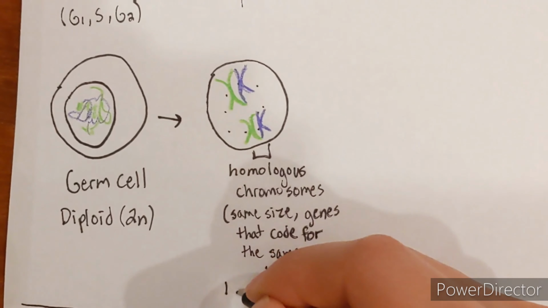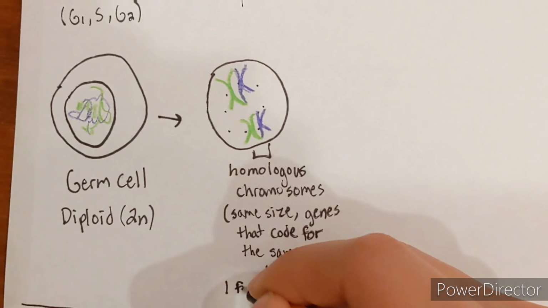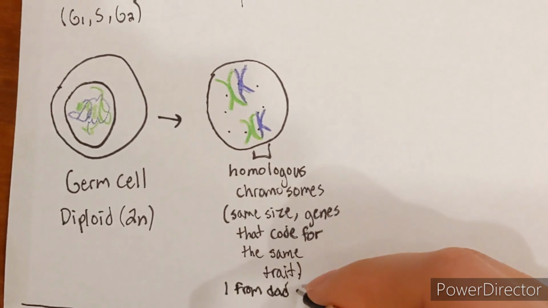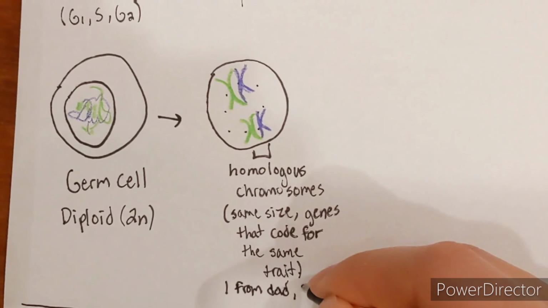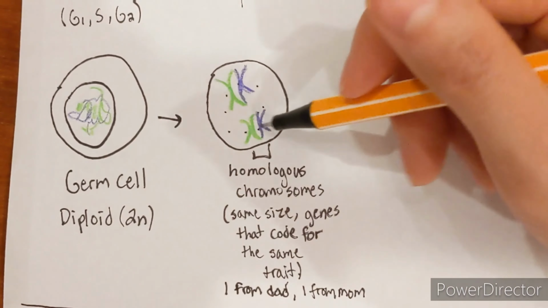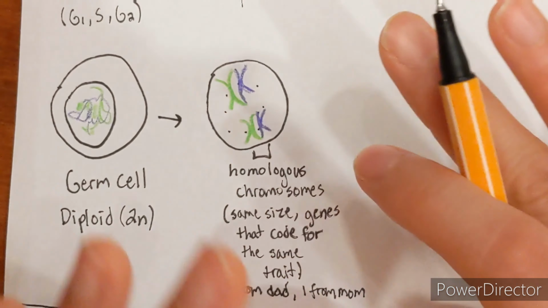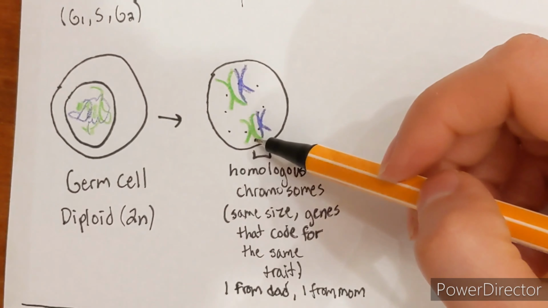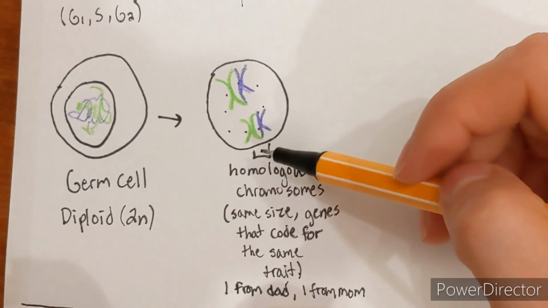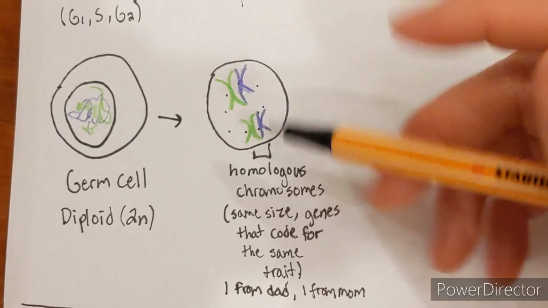You're going to have one from your dad and one from your mom, which means that though the genes code for the same trait, they might be slightly different versions of the genes. Meaning that while these chromosomes are very similar to each other, they have slight differences. So they're not identical like the sister chromatids are. Instead, they're homologous. They are close, but not quite.